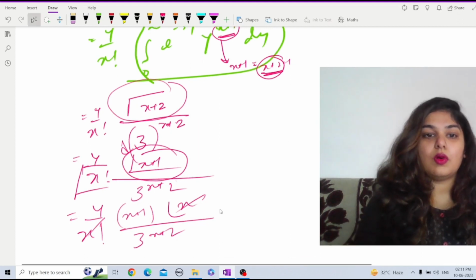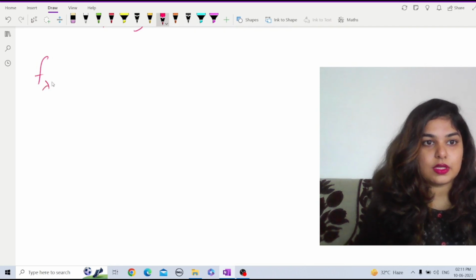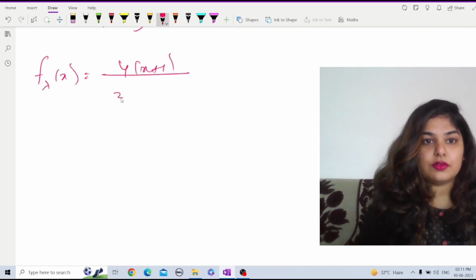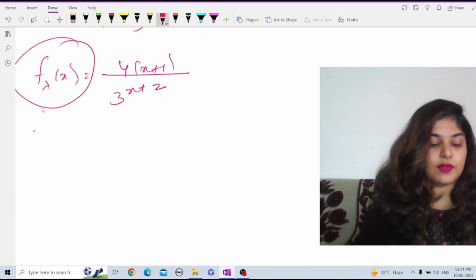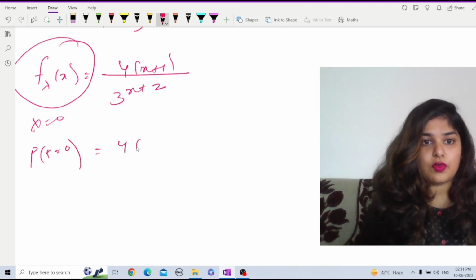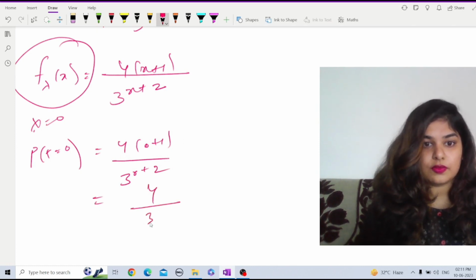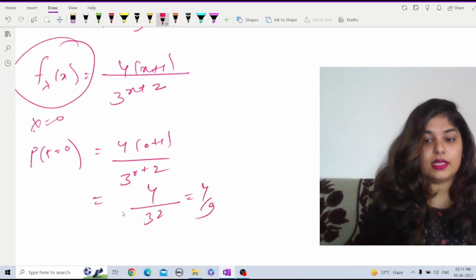Now, let us write down the value here fresh. Let's say f of x, lambda is equal to 4 of x plus 1 by 3 to the power x plus 2. This is our f of x. Now we have to find out at x is equal to 0. So P of x equal to 0 is equal to 4 into 0 plus 1 by 3 to the power 0 plus 2, which is 4 by 3 square, that is 4 by 9, right?